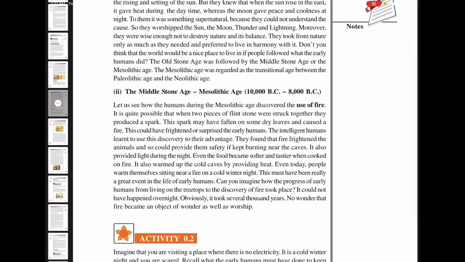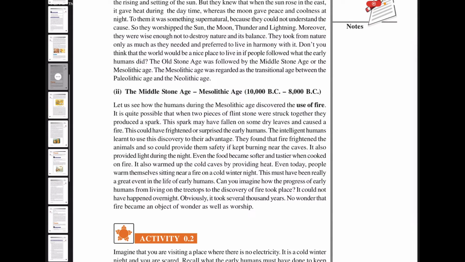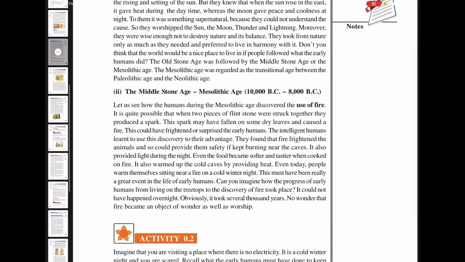They found that fire frightened the animals and so could provide them safety if kept burning near the caves. It also provided light during the night. Even the food became softer and tastier when cooked on fire. It also warmed up the cold caves by providing heat. Even today, people warm themselves sitting near a fire on a cold winter night. This must have been really a great event in the life of early humans.